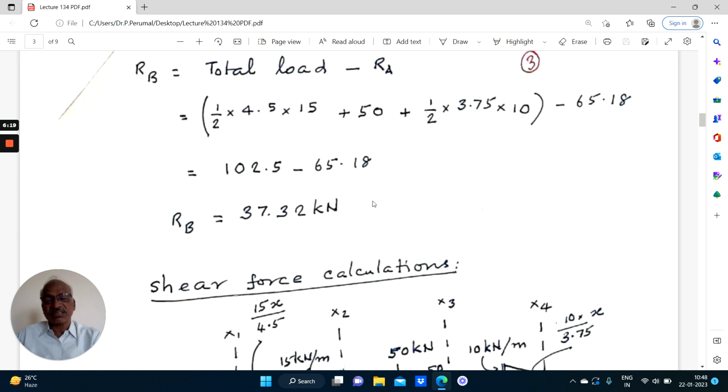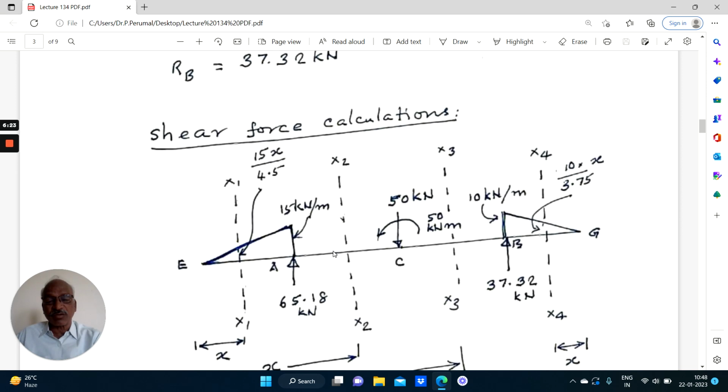So our objective is getting the shear force diagram, bending moment diagram. For getting the bending moment, this is the same beam reproduced, and we will consider x1, x1, x2, x2, x3, x3, and x4, x4.